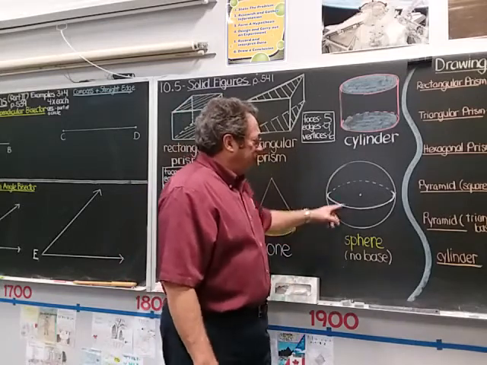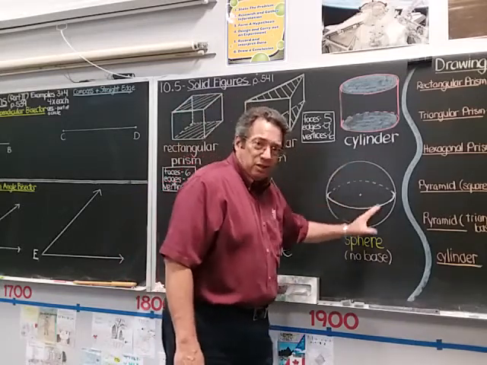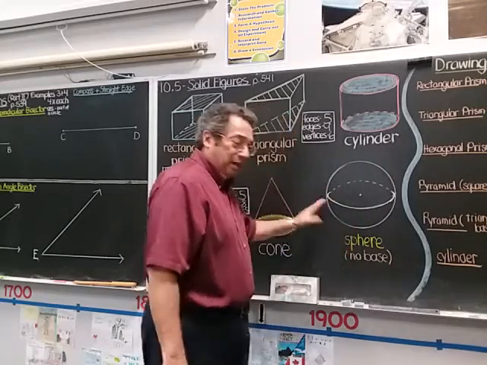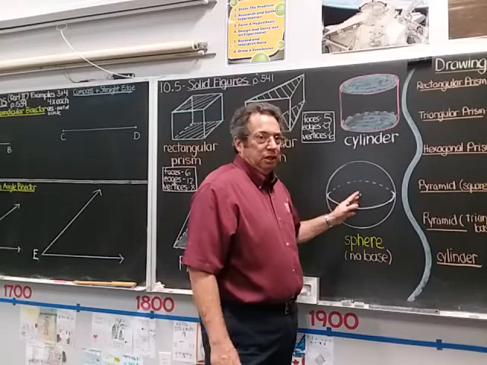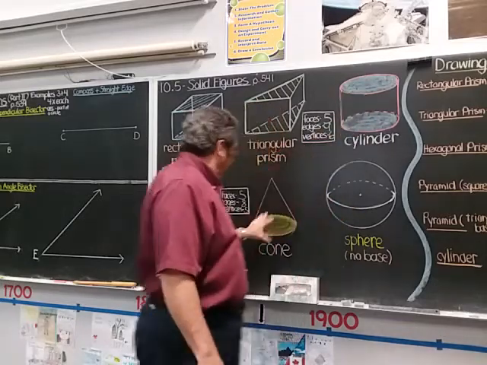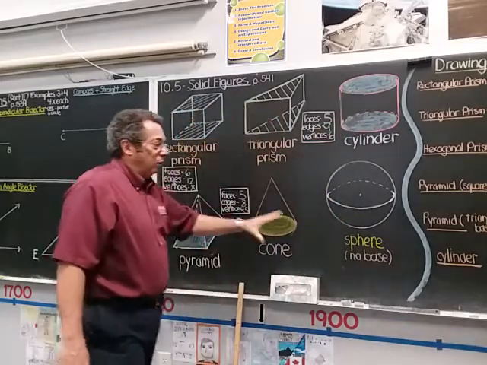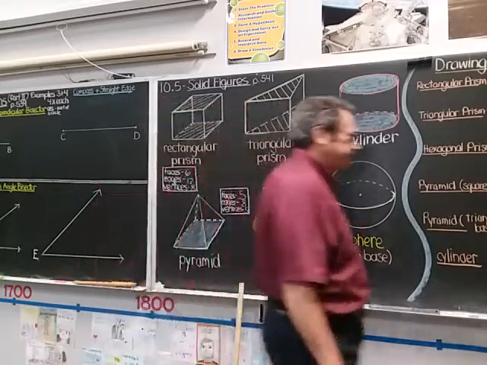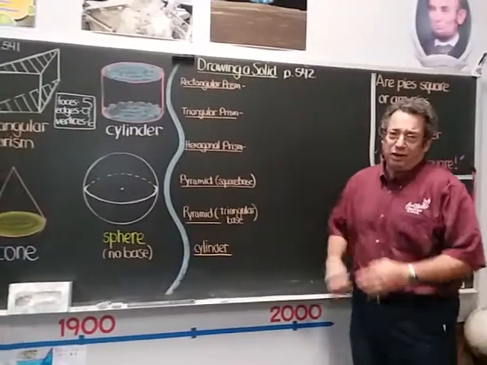Now, a sphere is where you have a center, and all the points in the sphere are the same distance from that center. And so these are all 3D. Now, this is the only one that doesn't have a base. There's no circle or rectangle or triangle involved with a sphere. It doesn't have a base. Now, I've got to show you one more thing. Let's practice drawing some solids.